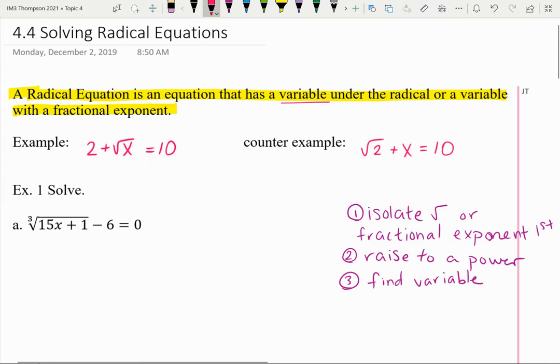So kind of our process here is going to be to isolate the radical or the fractional exponent first. I'm going to raise to some power. It's going to be a very strategic power that I'm going to pick. And then I'll have to finish solving to find the variable.